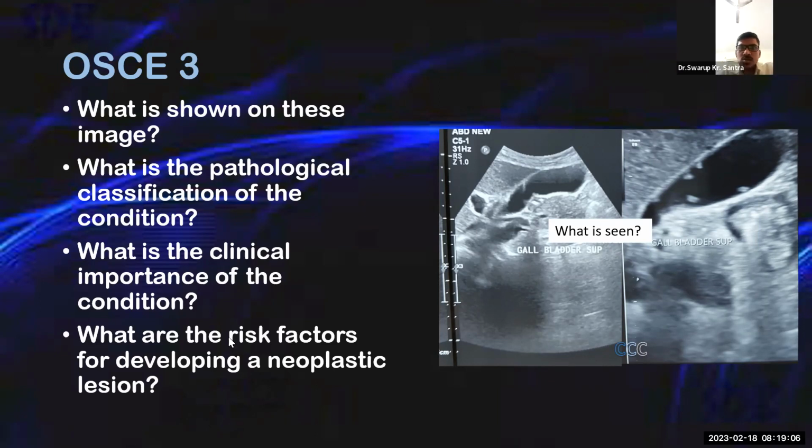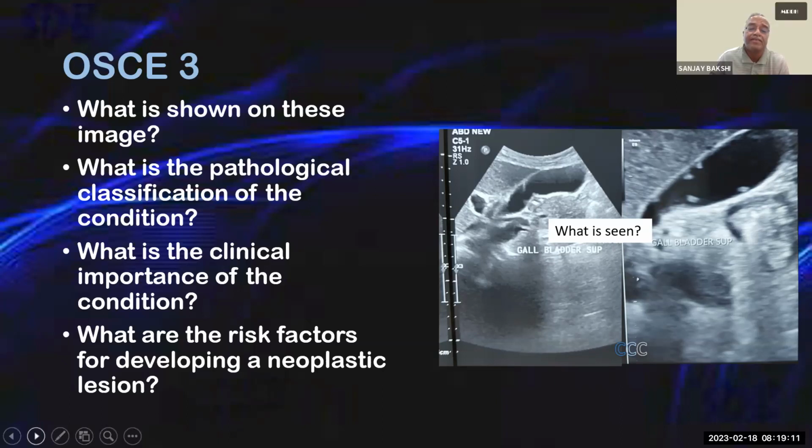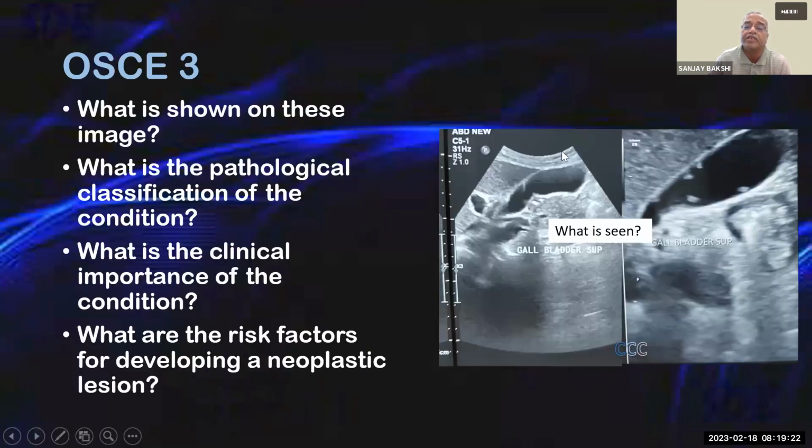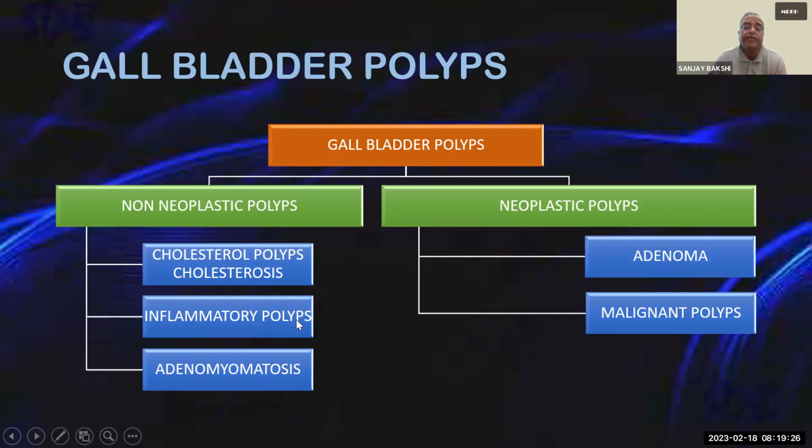Image on the left side. On the right side, sorry. How do you classify? Gallbladder polyps can be non-neoplastic polyps or neoplastic polyps. Non-neoplastic polyps, we've just seen: cholesterol polyps and cholesterosis. You have inflammatory polyps.